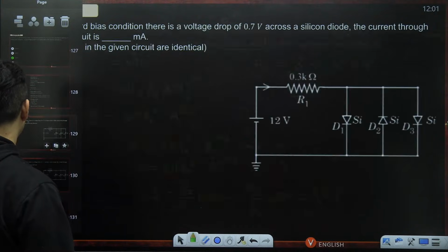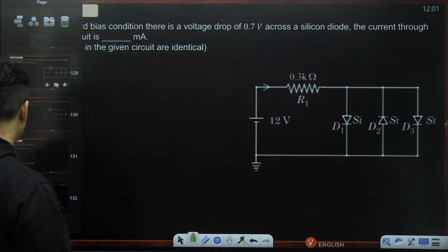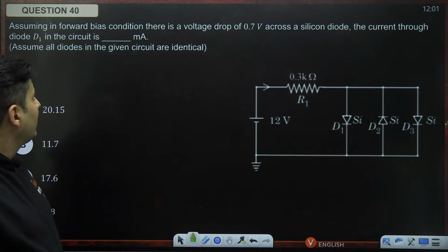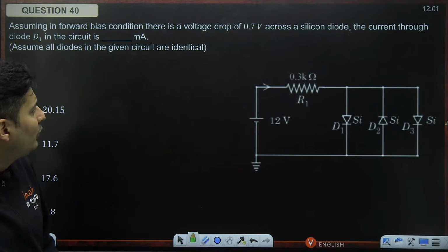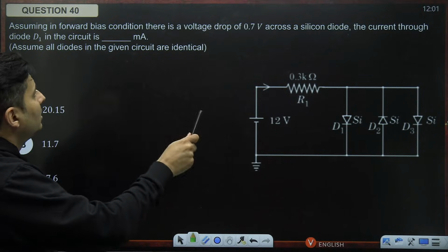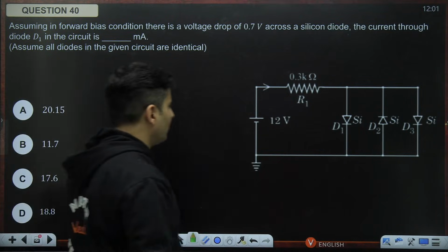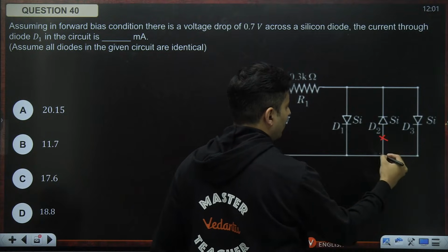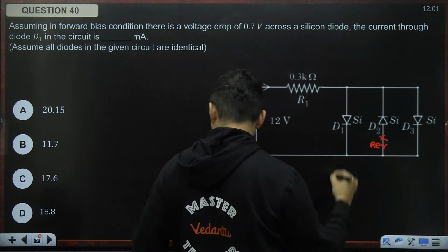Here it comes. Yeah, this is the next question. Assuming, yeah, the last question. Assuming in forward bias, there is a voltage drop of 0.7 volts across a silicon diode, the current through diode 1 in the circuit is how much? See, this diode is going to be in reverse bias, so forget it because this is reverse. So no current will flow.